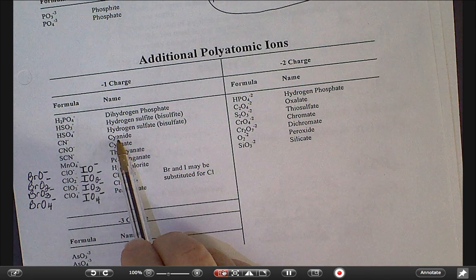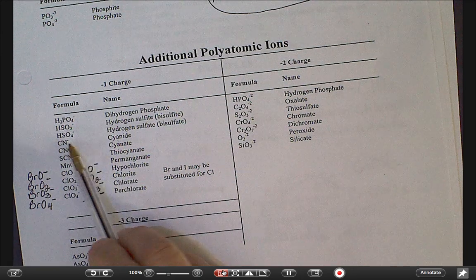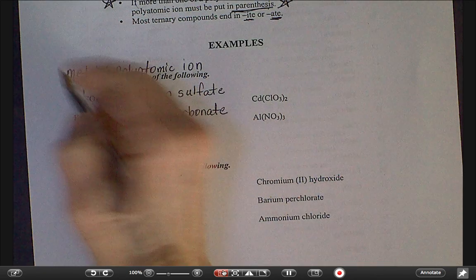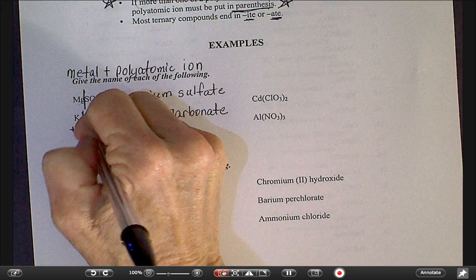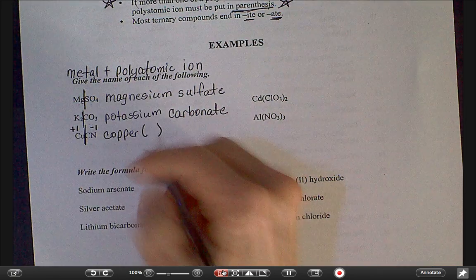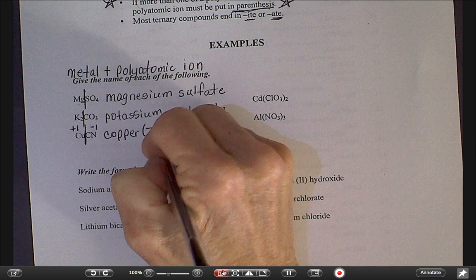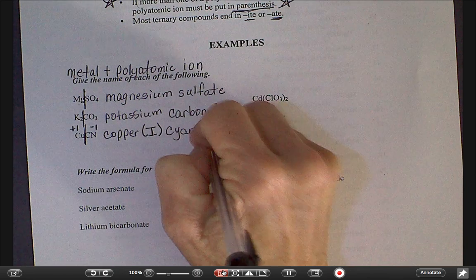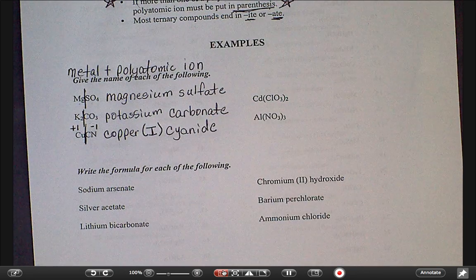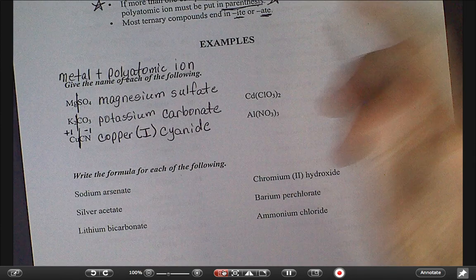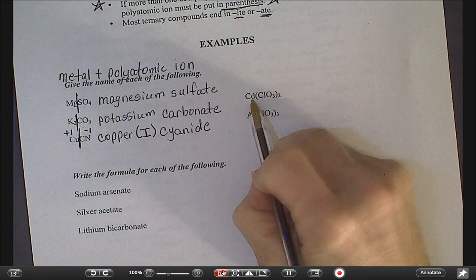So, everybody go find CN. Cyanide. Everybody see it here? What is the charge on cyanide? -1. Okay, so that means copper was +1 and this one a -1. Does everybody see that? So it's copper who? And then the last name. Questions? Okay. Going over here. Who is Cd?